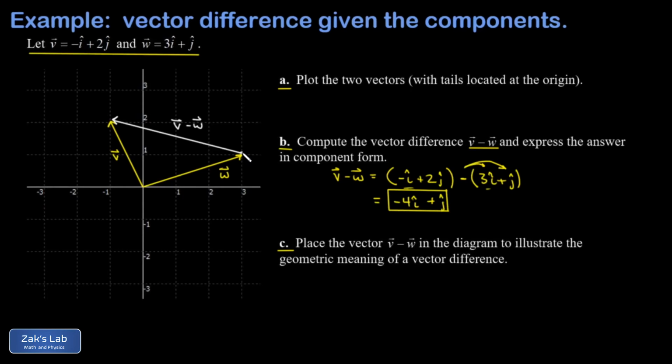If I start at the tail of that new vector, I bounce 1, 2, 3, 4 spaces to the left. That's the negative 4 i hat. And 1 space up. That's the plus j hat. So our vector difference is doing what it's supposed to do.